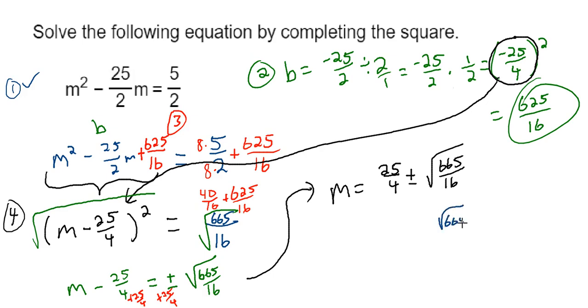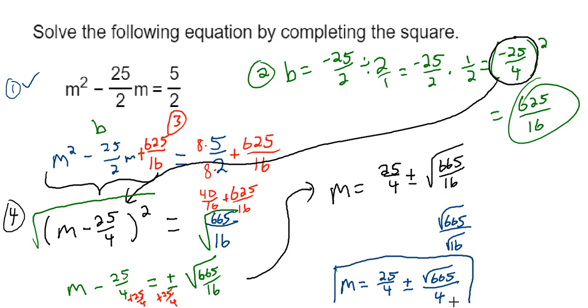So we'll get square root of 665 over the square root of 16. And then the square root of 16 simplifies. So we'll get m equals 25 over 4 plus or minus the square root of 665 over 4, which gives them common denominators, which would be helpful if these actually could be added together. But they're not like terms because this one has a square root, this one doesn't. So there's no need to split it up into the plus case and the minus case separately. So I think we'll just leave the answer like that.